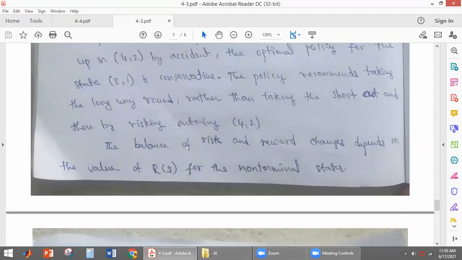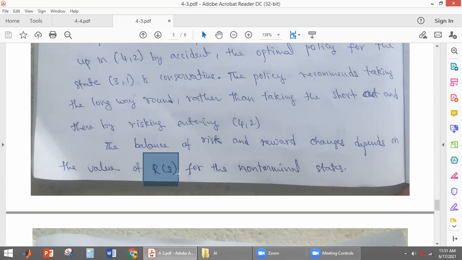So here the balance of risk and reward changes depending on the value of R(s). What is R(s)? It is the reward for non-terminal states. In this particular example, the reward for non-terminal states is -0.04. For terminal states, the reward is +1 and -1.